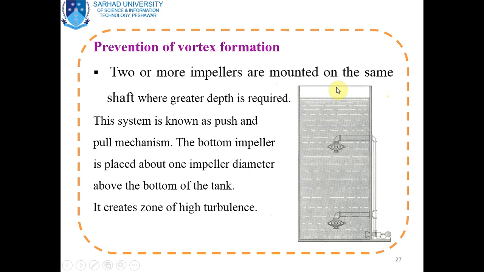Two or more impellers are mounted on the same shaft where greater depth is required, and this system is known as the push and pull mechanism. Push and pull mechanism is one of the prevention mechanisms, using two or more impellers. The bottom impeller is placed about one impeller diameter above the bottom of the tank. It creates a zone of high turbulence.